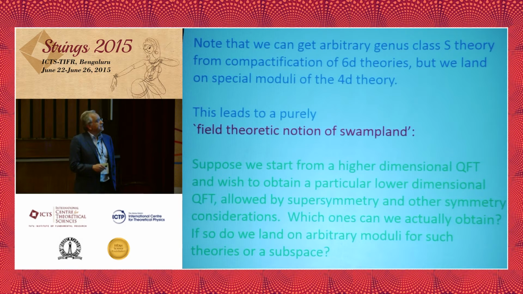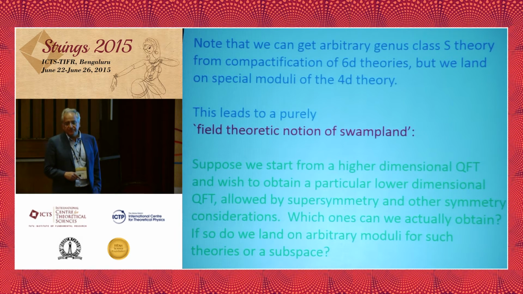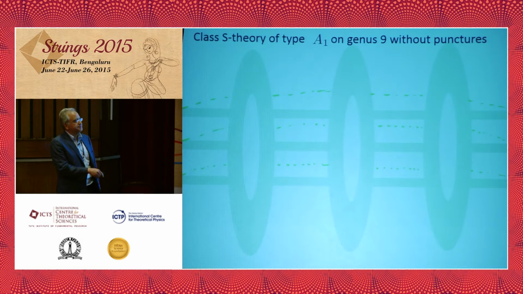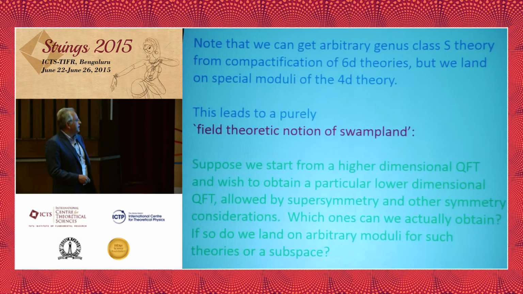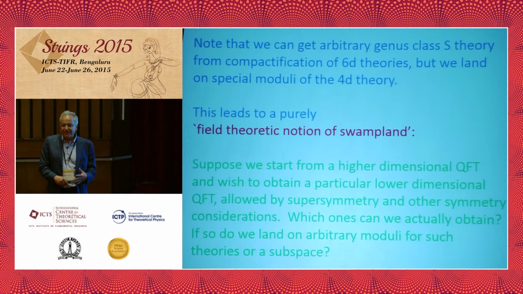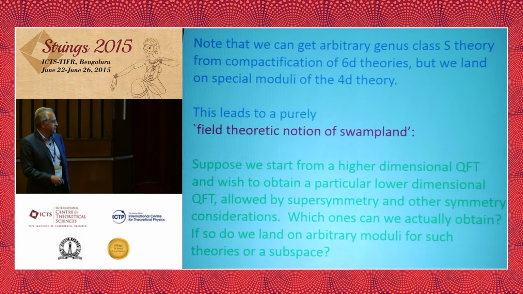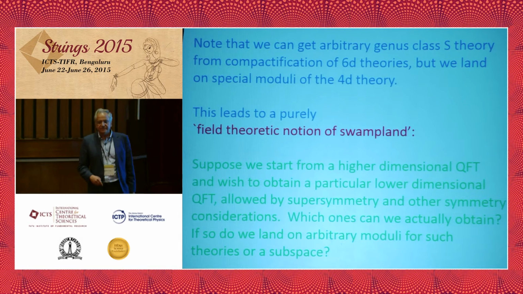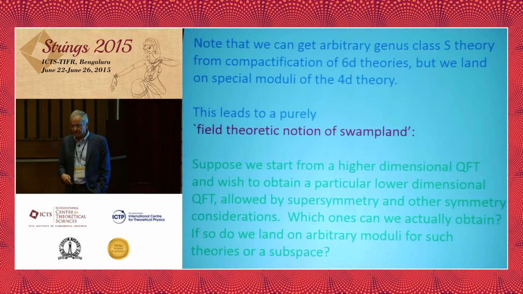Even though we can get arbitrary genus class S theories with different types of A_N and so on from these class of theories, I'm not claiming we land on arbitrary moduli of these 4D theories. As you can see, the shape here is very rigid, the very specific moduli you land on. So in fact, this leads to a purely theoretic notion of swampland. Namely, you could ask, I start with a 4D supersymmetric theory with N equal to 2. Can I get it from a 6D complete theory? And if I can, which submoduli of it may I land with? Do I get the most general one or some subset of it? In this case, this suggests that you're only landing on some specific submoduli of the 4D theory.